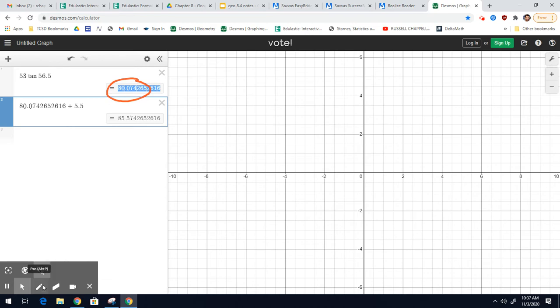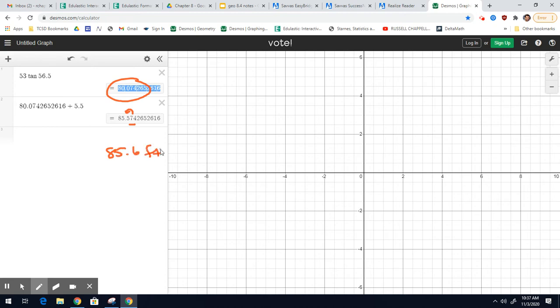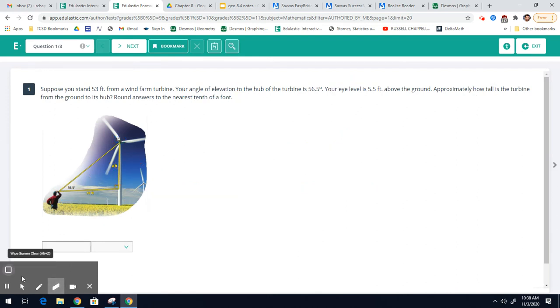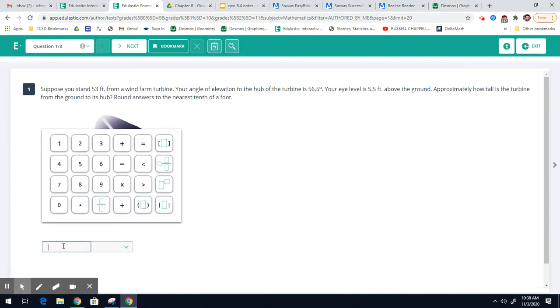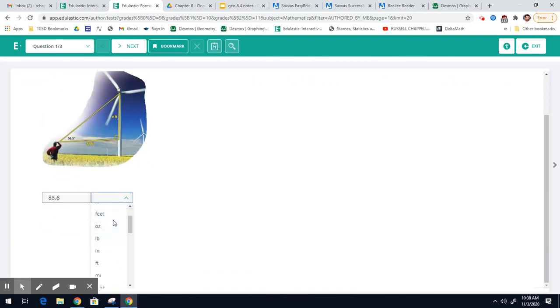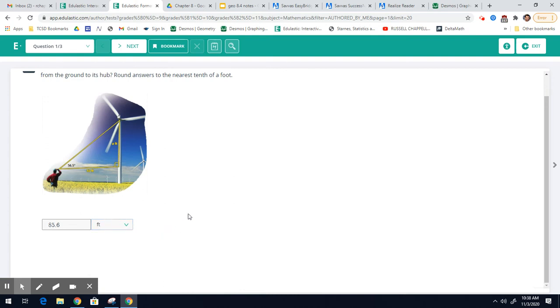When we round it to the nearest tenth, 85.57. The 7 makes the 5 become a 6. That is 85.6, and it is feet. So remember, when you answer this, 85.6 feet, remember that second box. Let me erase those two. 85.6. That second box is for your units. And remember, with feet, there is feet or there's FT, whichever you choose will work.